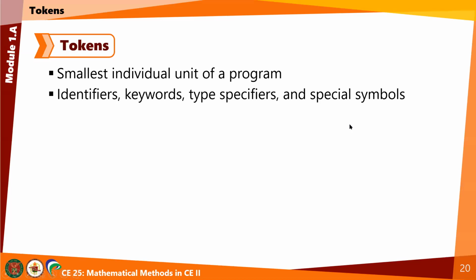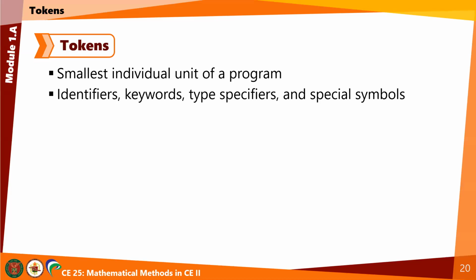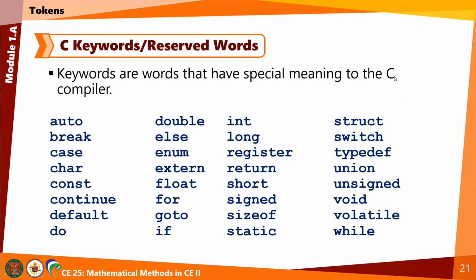Tokens. What is a token? Let's move on. So a token is the smallest individual unit of a program. It can be an identifier, a keyword, a type specifier, or a special symbol. Sige, isa-isahin natin itong mga tokens na ito.